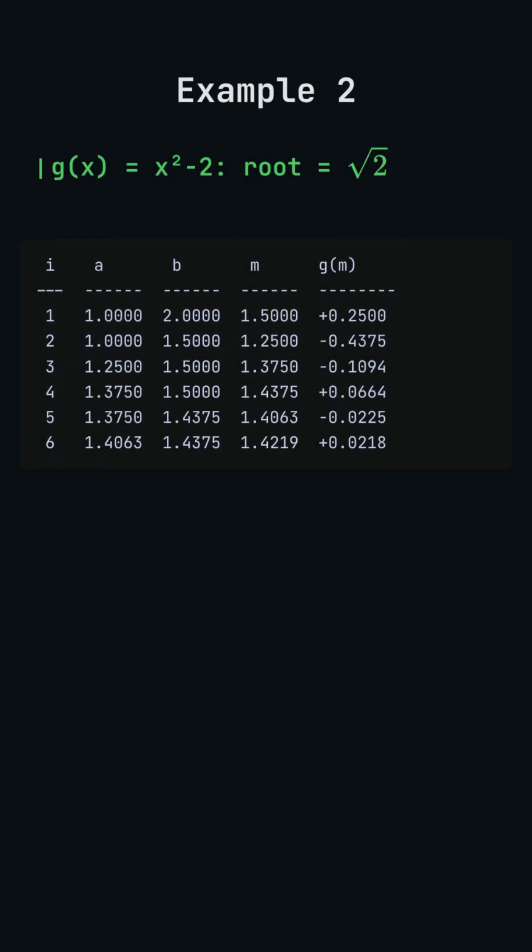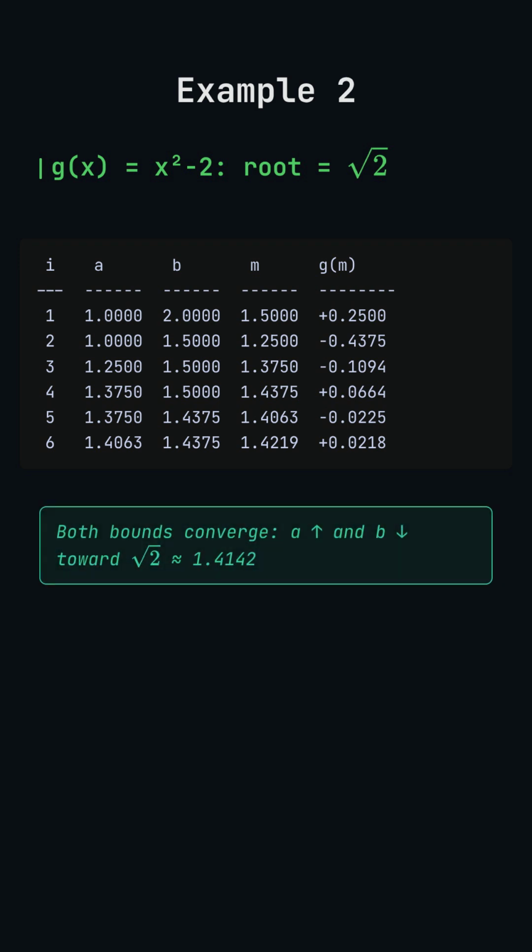Now try a second example, g(x) = x² − 2, whose root is the square root of 2. This time, watch both the left and right bounds. At step 1, the midpoint is 1.5 and g(m) is positive, so b moves left to 1.5. At step 2, the midpoint is 1.25 and g(m) is negative, so now a moves right. Both bounds are closing in on root 2 from both sides.